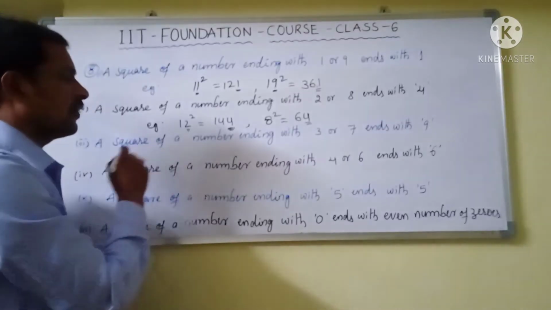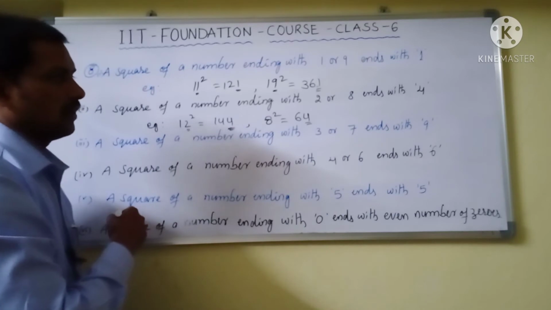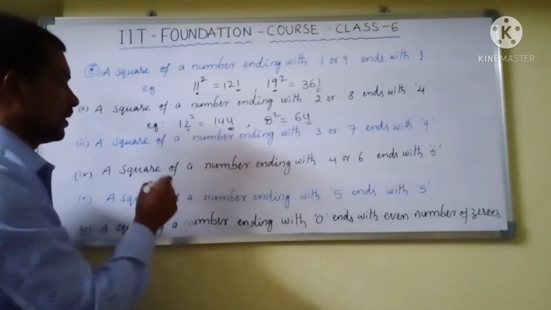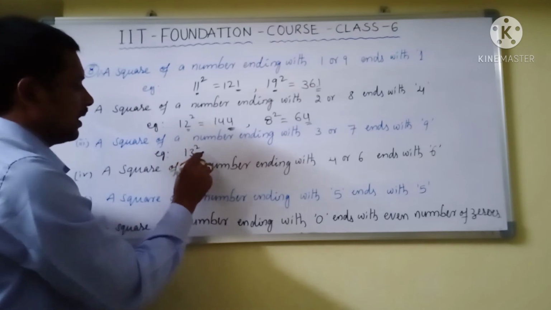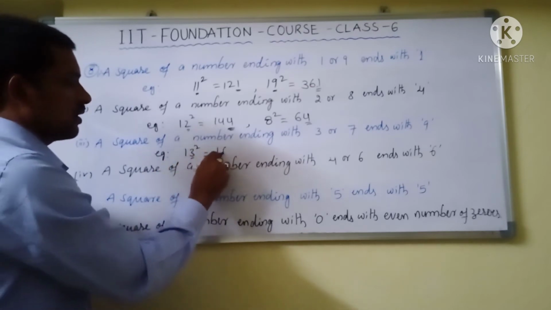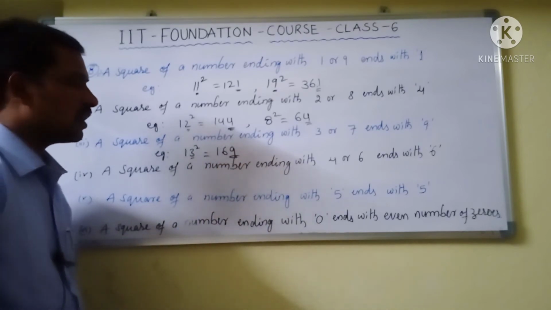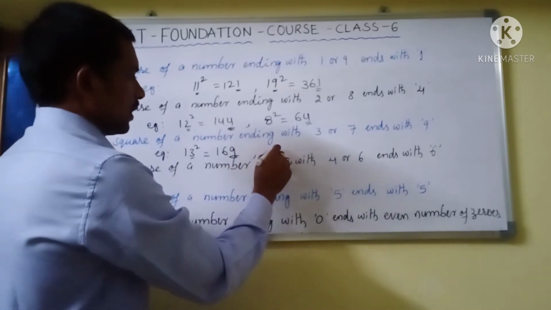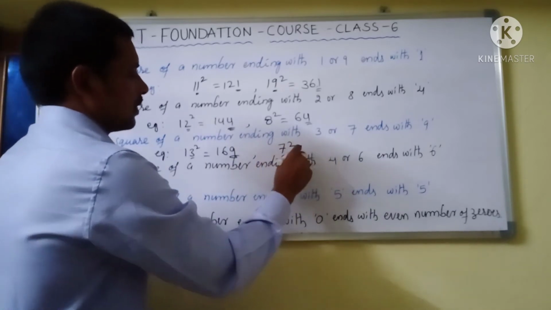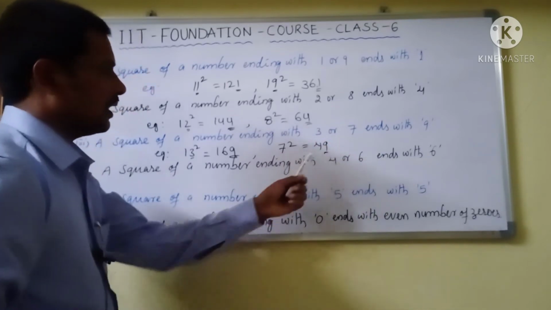The square of a number ending with 3 or 7 ends with 9. For example, 13 square, the number ending with 3, its square value is 169. That is ending with 9. Then 17 square or 7 square, 7 square is 49. So the number ends with 9.